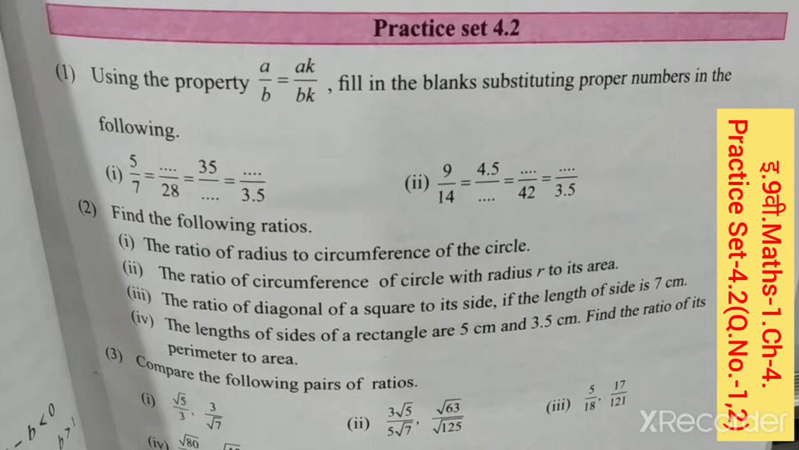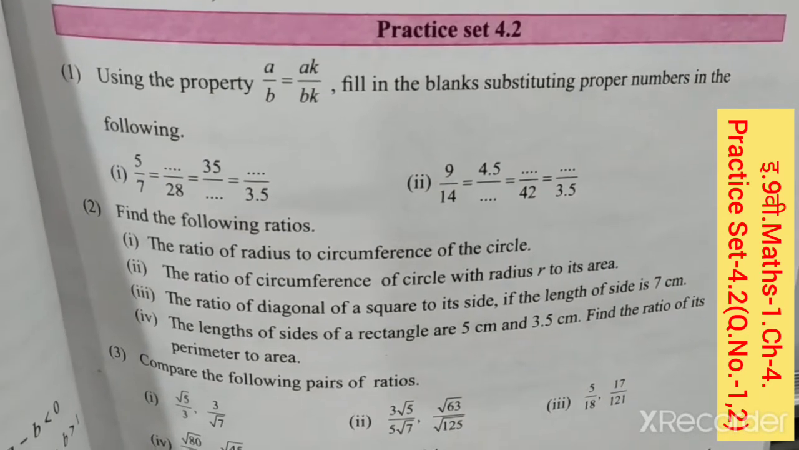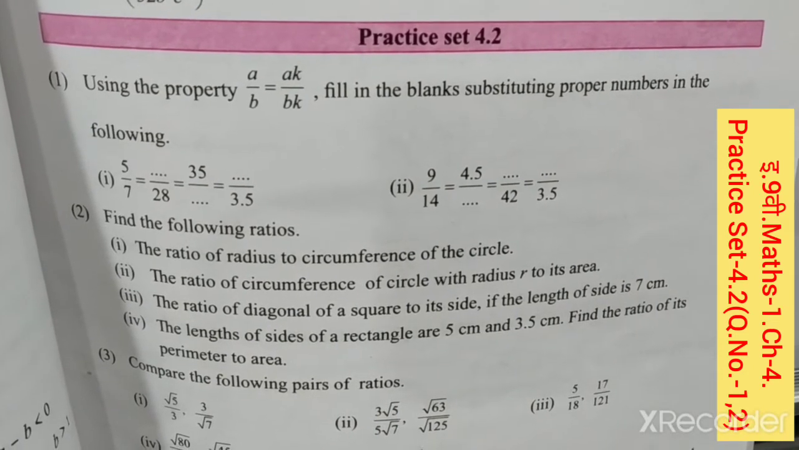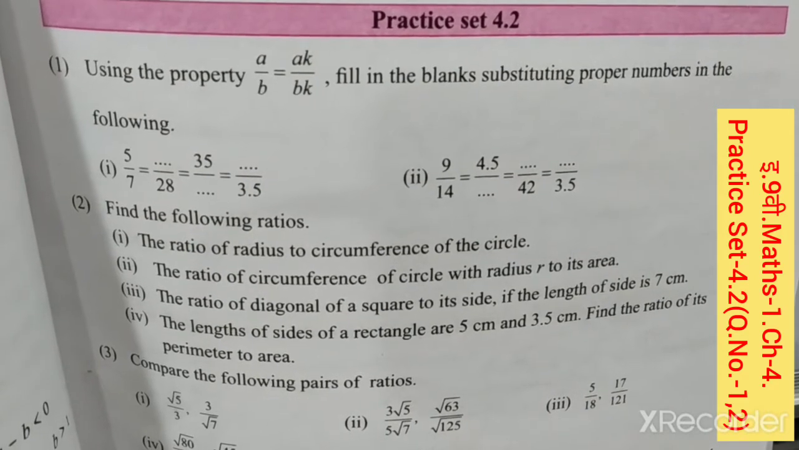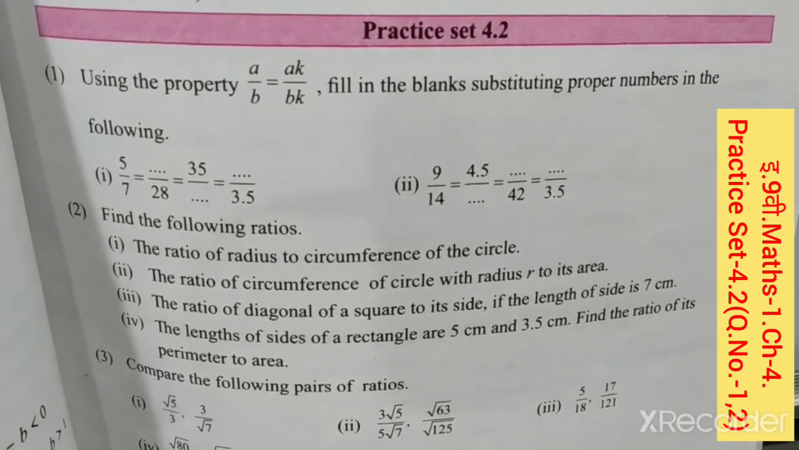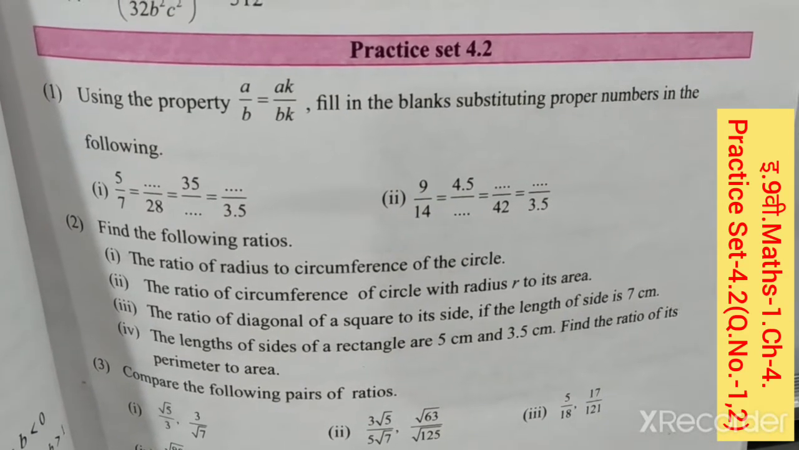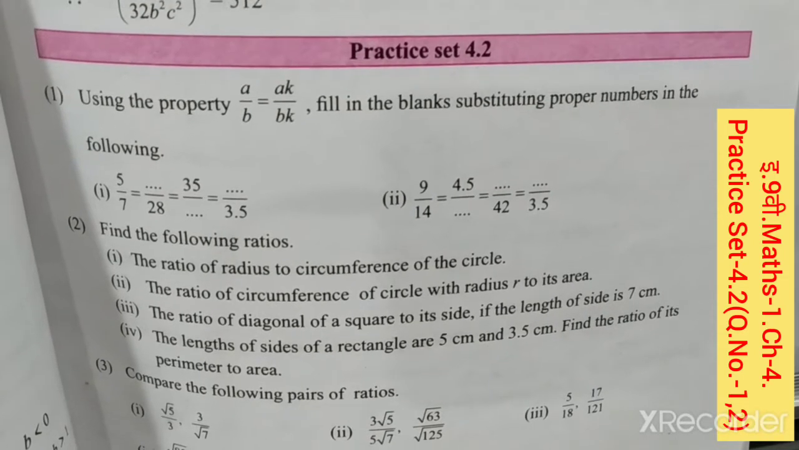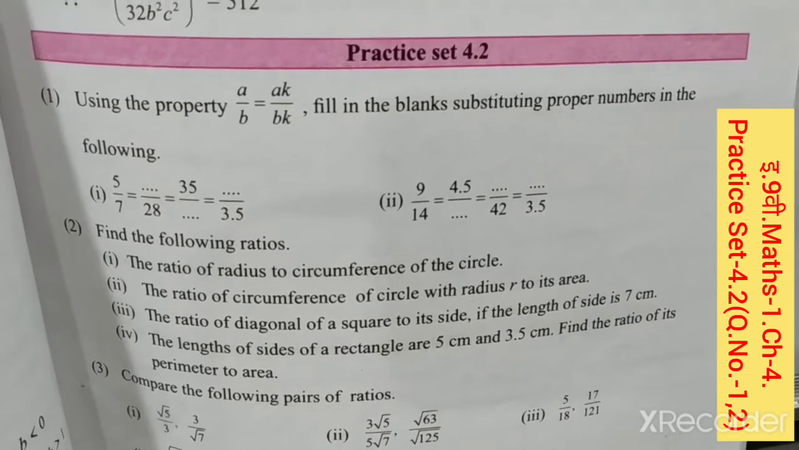Now let us learn Practice Set 4.2. Question 1. Using the property A upon B is equal to AK upon BK, fill in the blanks substituting proper numbers in the following. First example is 5 upon 7 is equal to ... upon 28 is equal to 35 upon ... is equal to ... upon 3.5. So let us solve this example.